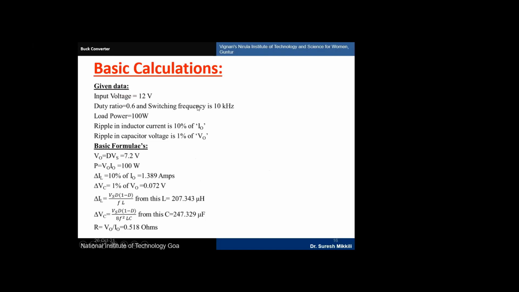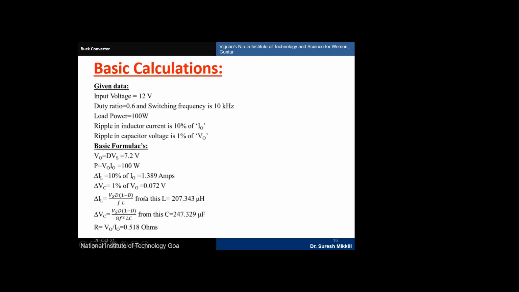Switching frequency is given to you. Ripple in the inductor is given to you. Ripple in the capacitor is given to you. By considering those values, we have calculated ripple out of 10% of I naught. So we have calculated ripple in the voltage. We know the formula, Vs into d, 1 minus d by FL. So from there, L I have calculated. And from the ripple in the voltage, capacitance I have calculated. From the power circuit, R I have calculated. Okay, so I know the L, C, R values.